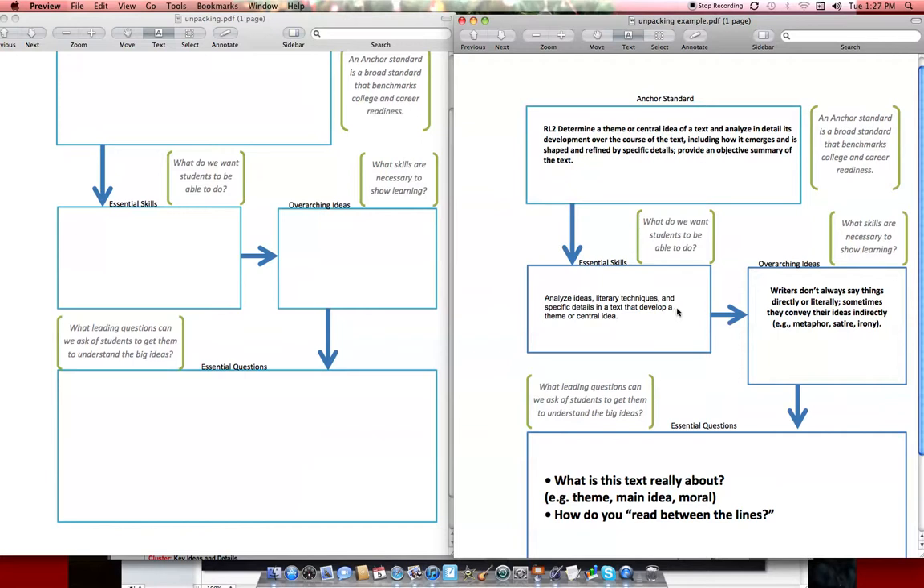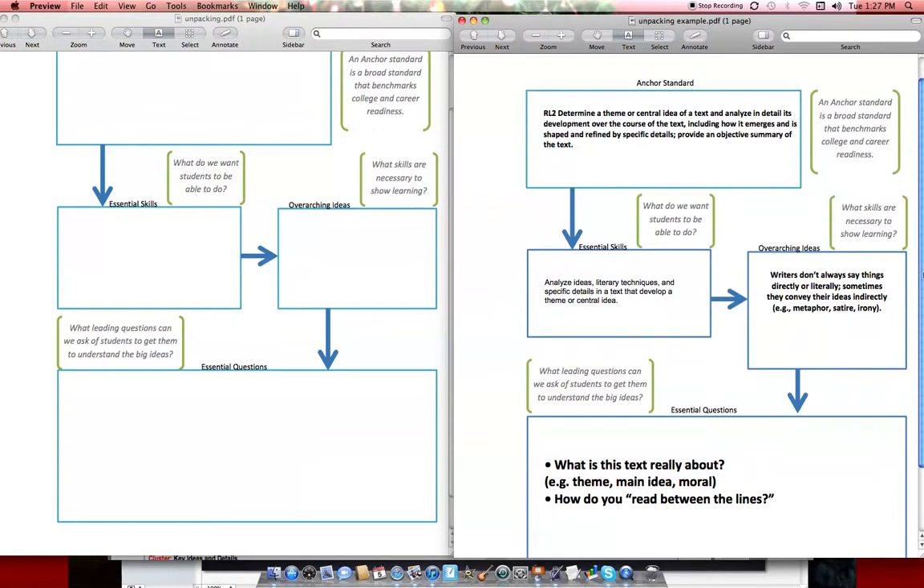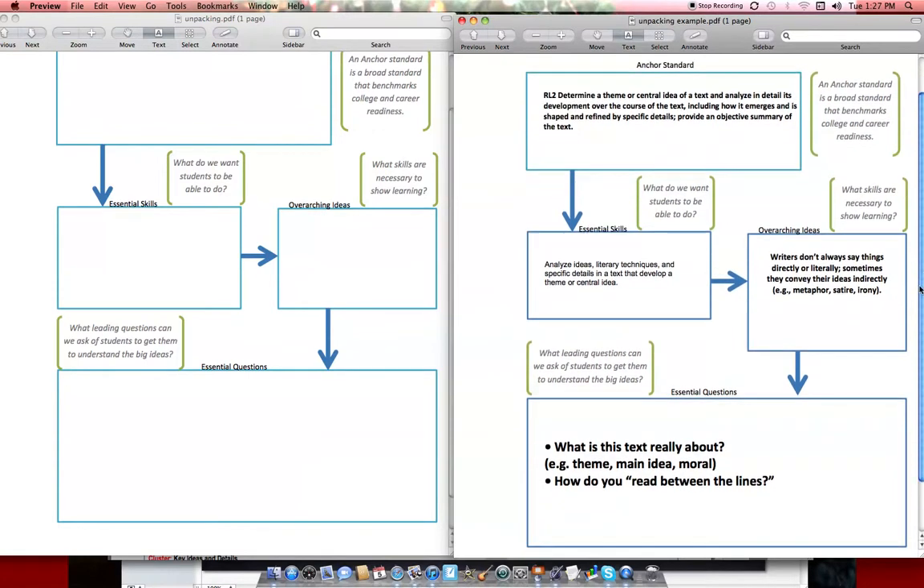So I said here, writers don't always say things directly or literally. Sometimes they convey their ideas indirectly. Well, how does that transfer into an essential question? That's the big thing that we want to look at. And this is the driving point of our curriculum development. So I said, what is this text really about? And how do you read between the lines?